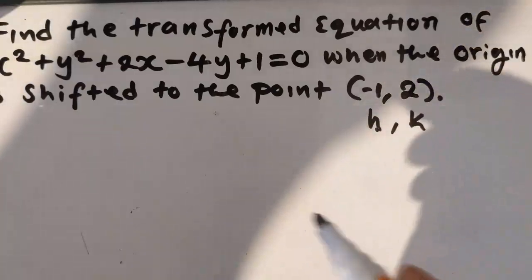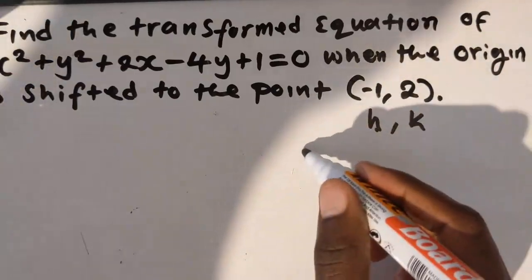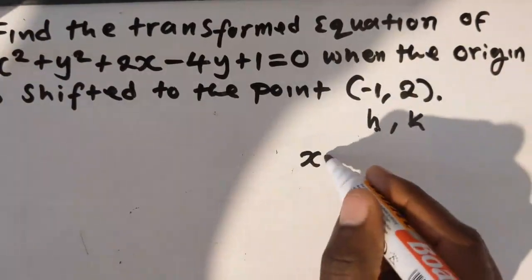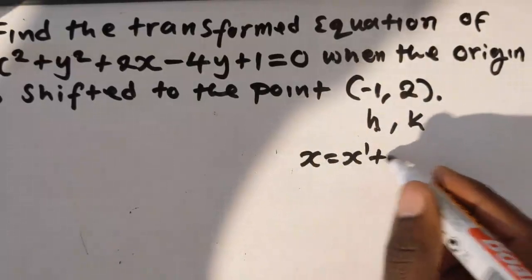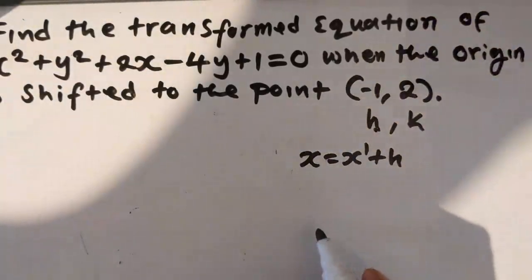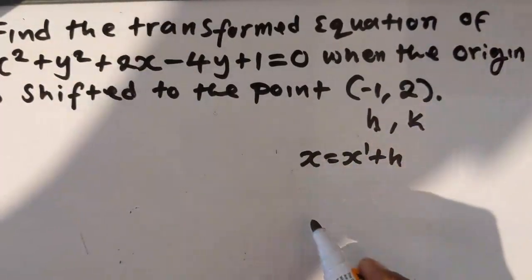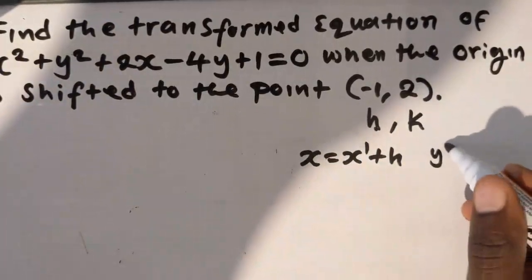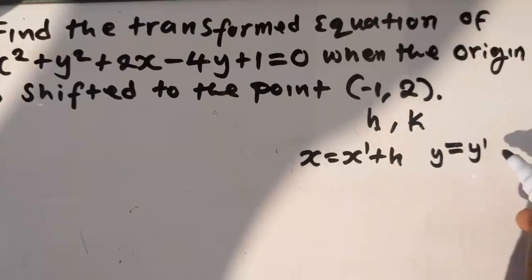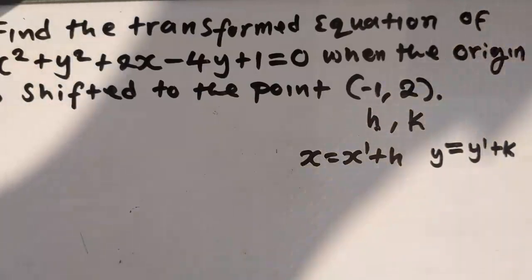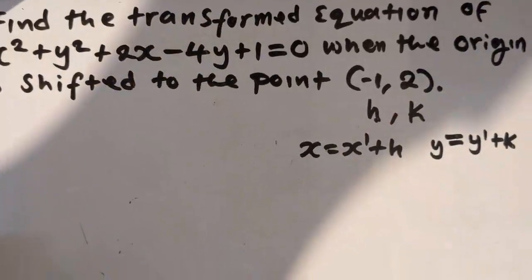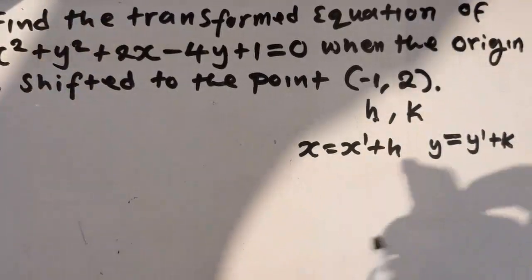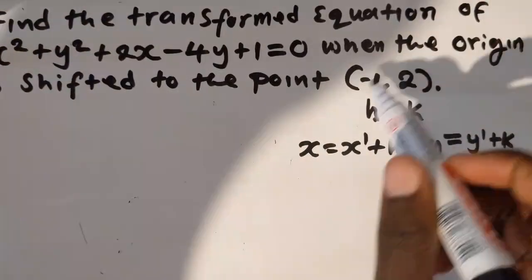The formula that we use to find h is x is equal to x prime plus h. And the formula that we use to find k is y is equal to y prime plus k. So these are the two formulas that we use to find h and k. So in this case, we know that we have been given this point, right?